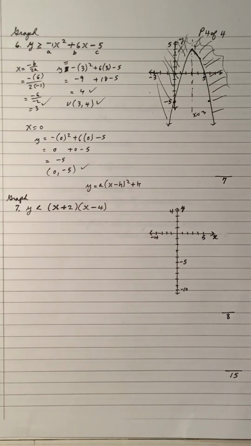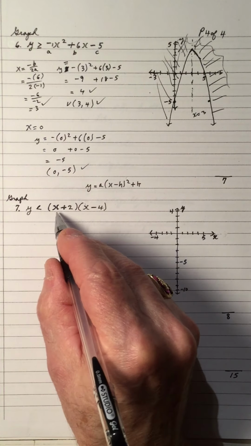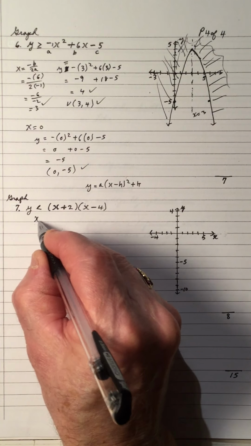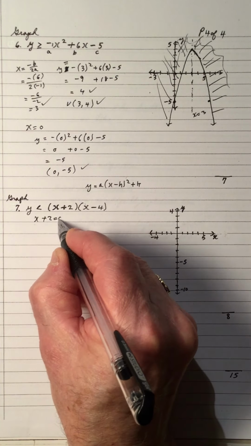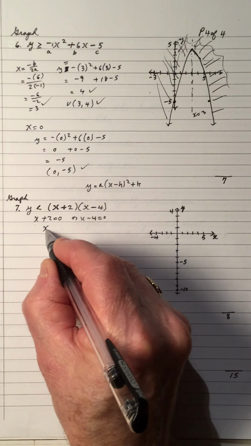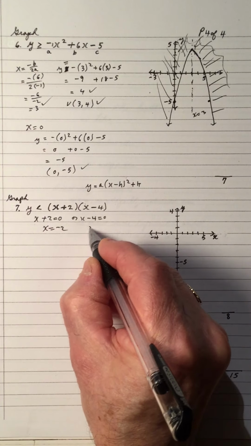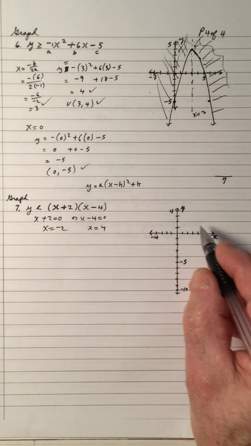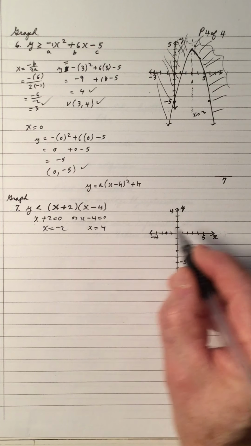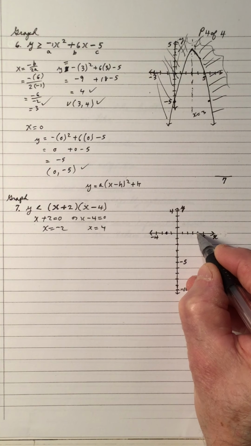Vertex is h comma k. This is the factored form, or the x-intercept form, because it's factored. So x plus 2 equals 0. x minus 4 equals 0. x is negative 2. x is 4. So x is negative 2, which is right there. x is 4, which is right there.